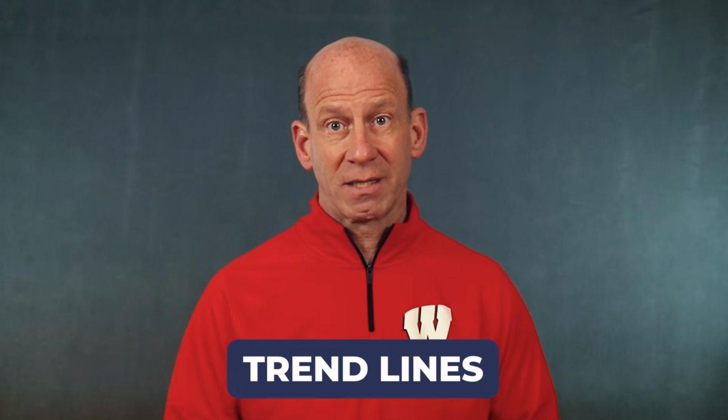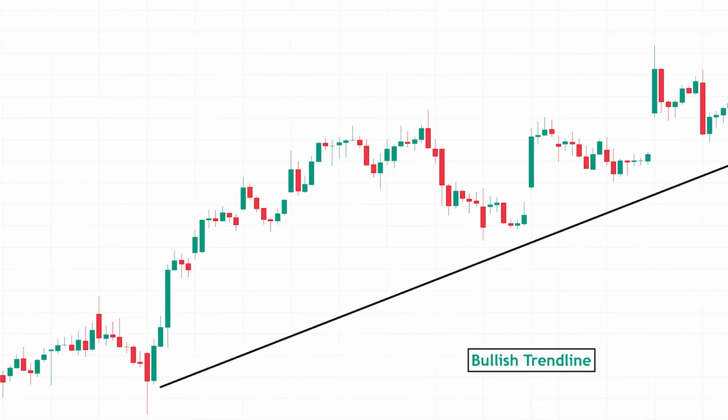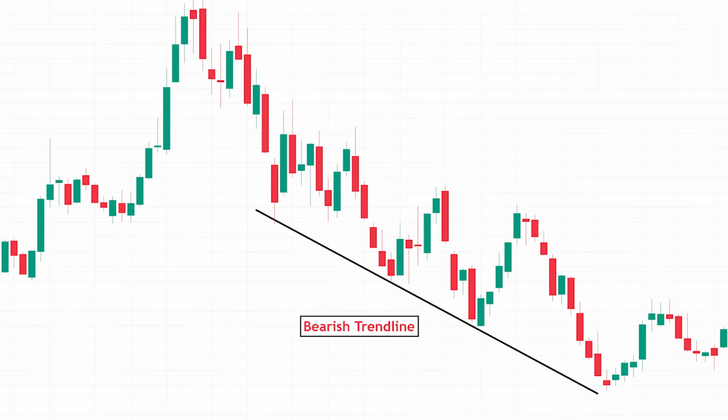Next, we have trend lines. Same concept, but diagonal instead of horizontal. You draw them along the lows in an uptrend or along the highs in a downtrend. An upward trend line is bullish. A downward one is bearish. And when price pulls back to touch the trend line, that's often a solid entry point.